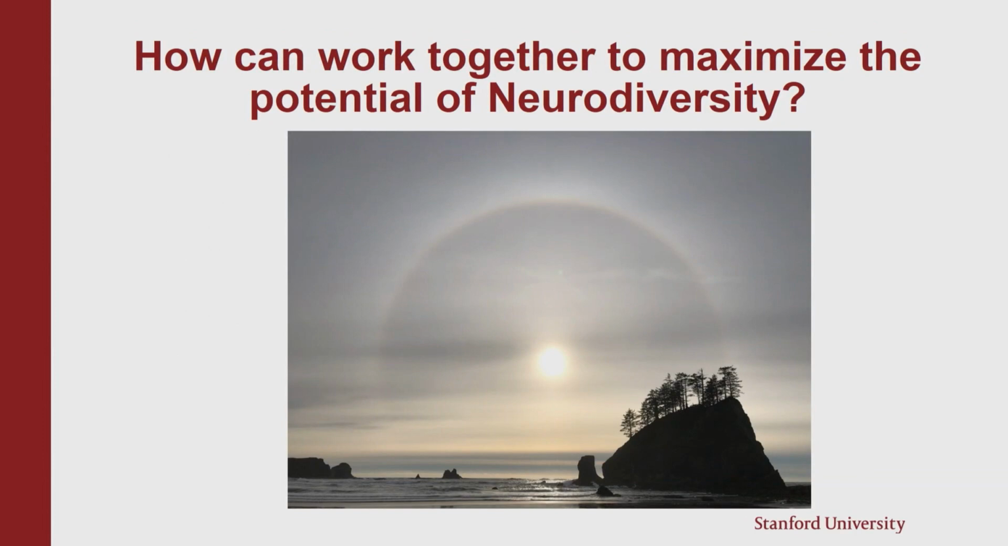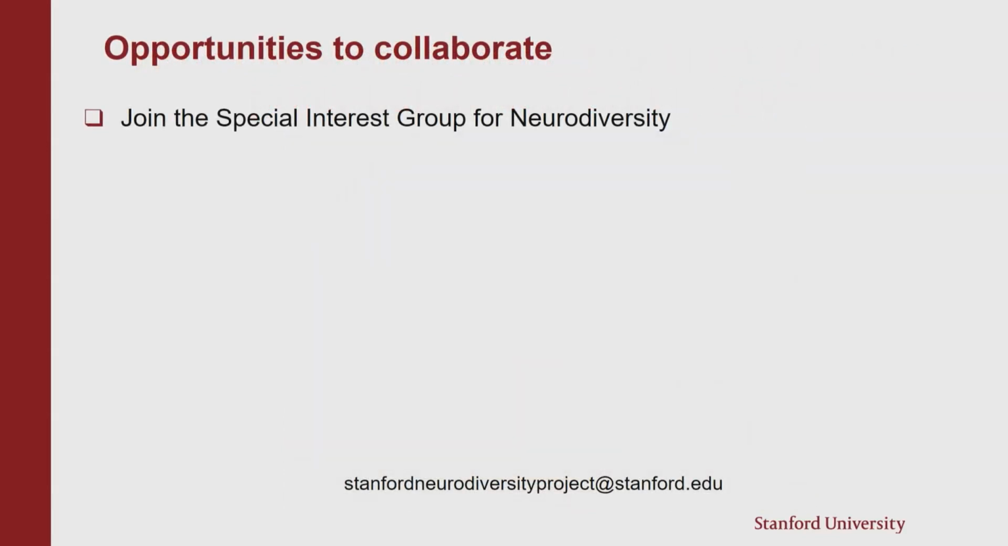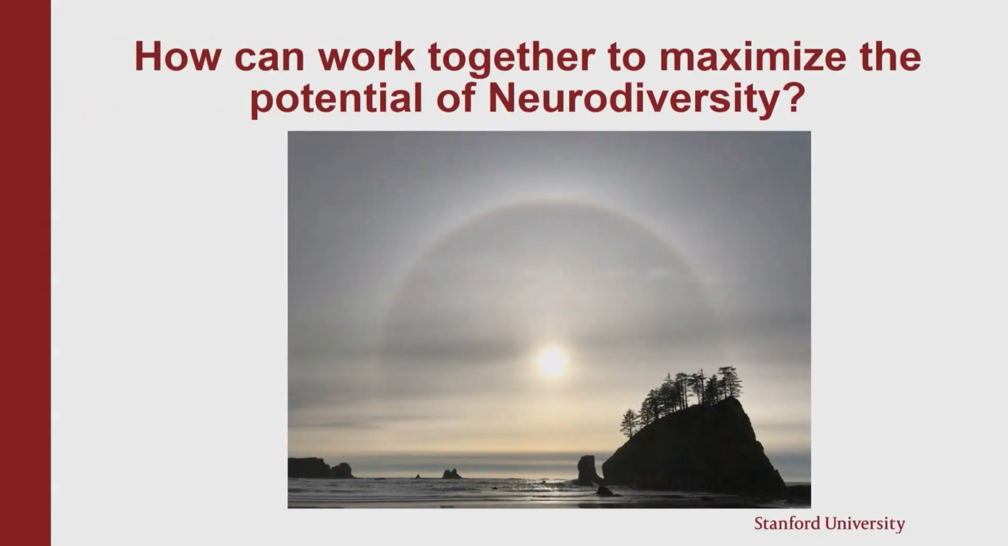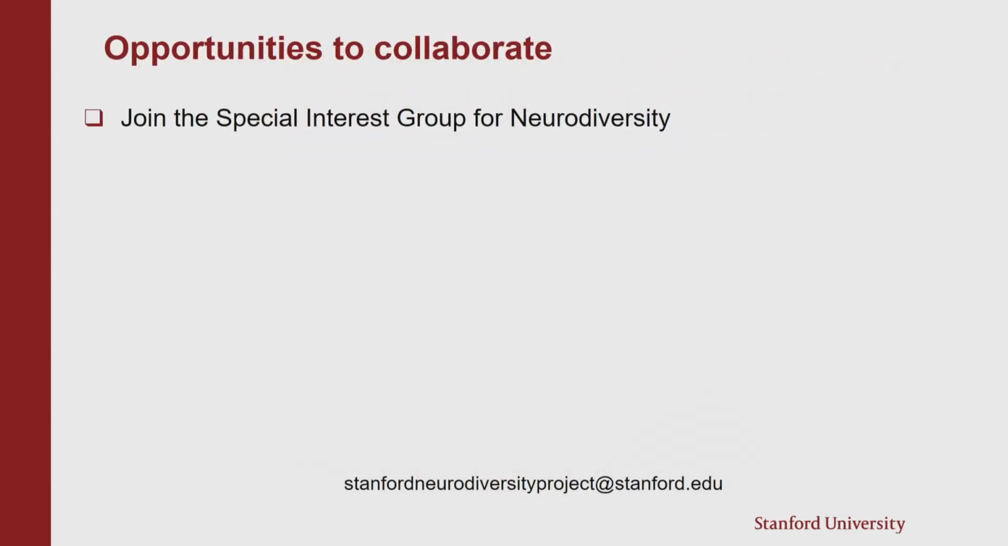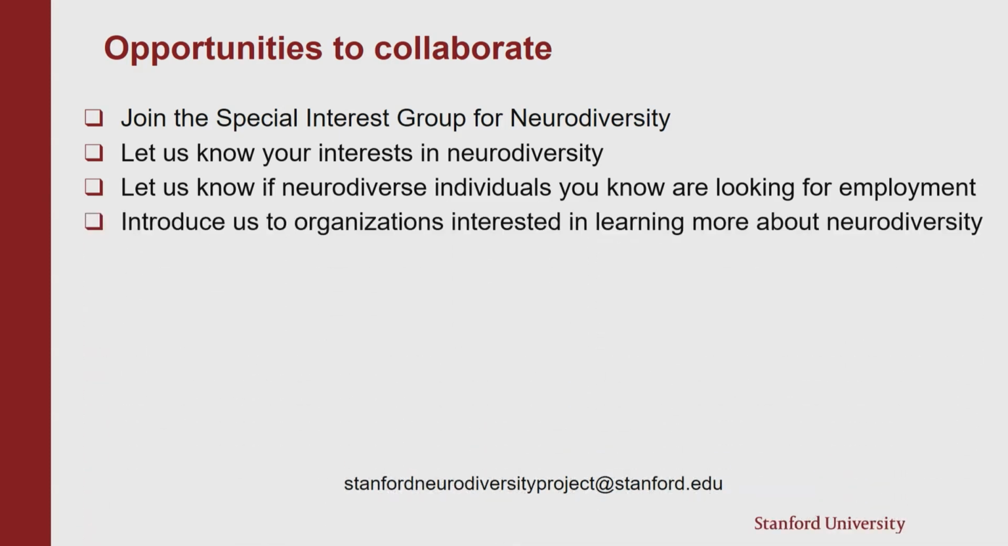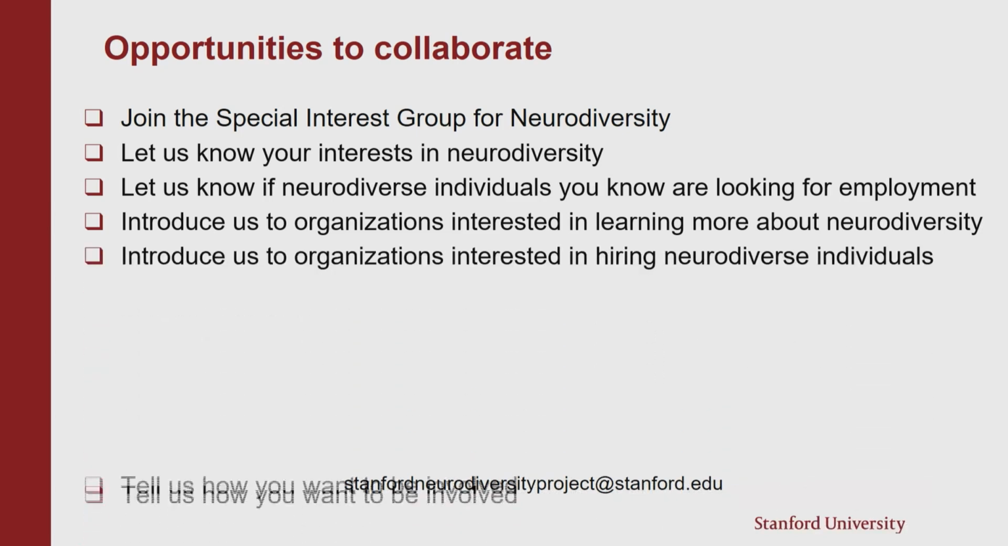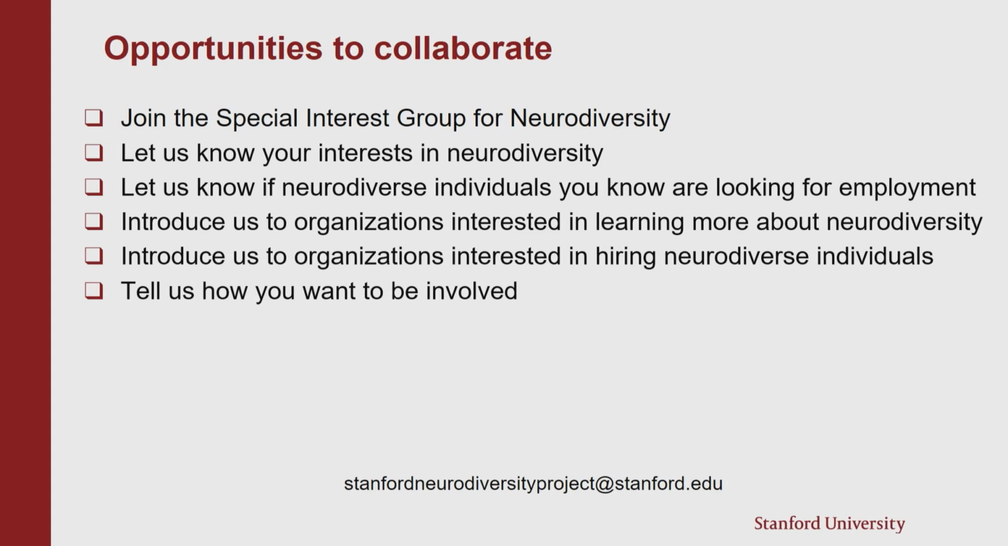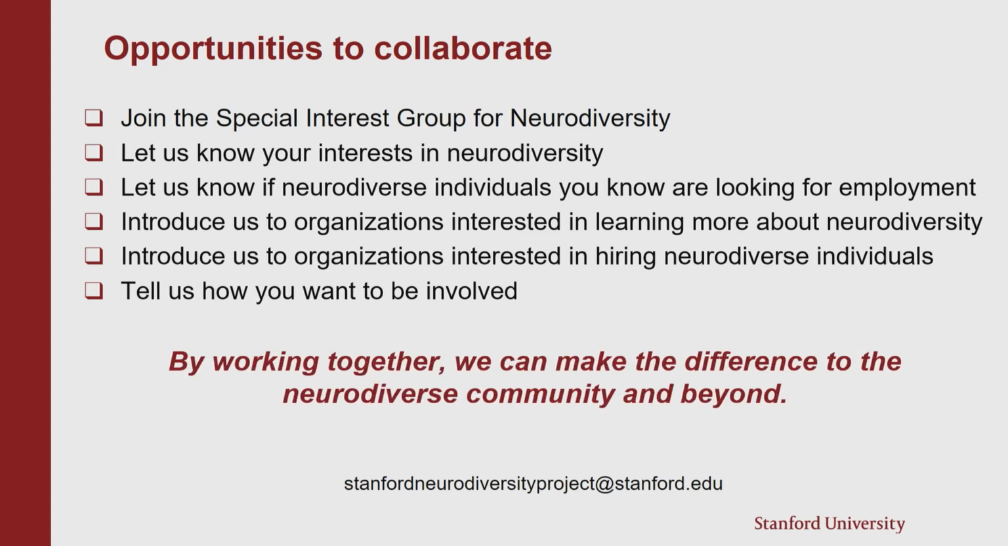With the last couple of minutes, I'm just going to pose this question: how can we work together to maximize the potential of neurodiversity? If you are interested in neurodiversity, you can potentially join the special interest group. Just send us an email. Let us know your interest in neurodiversity, and if neurodiverse individuals that you know are looking for employment. If you know any organizations that want to learn about neurodiversity, or if they have jobs, that's even better. Tell us how you want to be involved, and by working together, we can make a difference to the neurodiverse community and beyond.